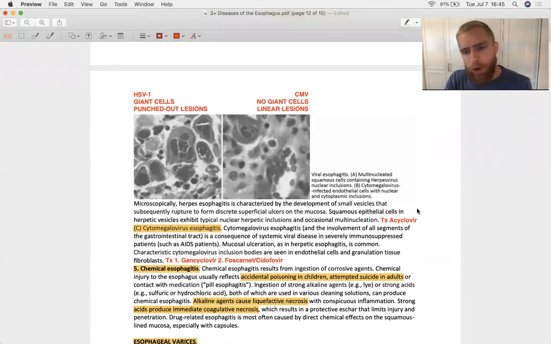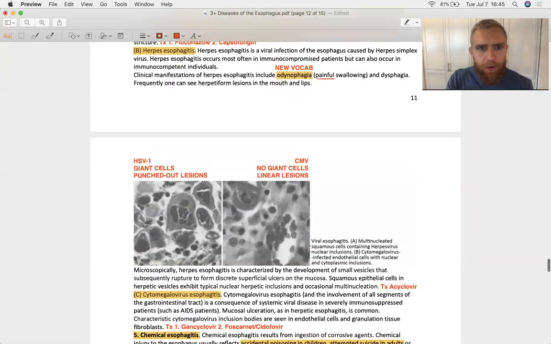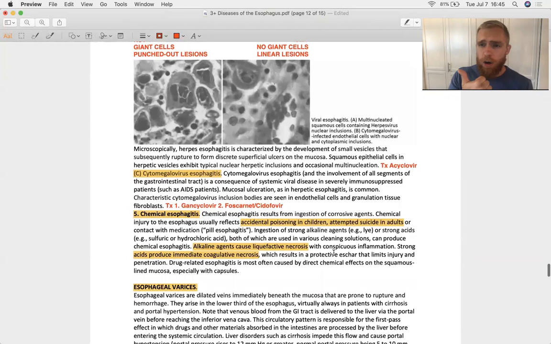So please remember herpes, we're going to treat it with acyclovir. CMV, we're going to treat it with ganciclovir, with a G. And if either of these boys are resistant to their initial treatment, we can go to foscarnet and cidofovir, which are going to be pyrophosphate analogs, which get up into the DNA polymerase of these different viruses, plug up the machinery, and stop it from reproducing itself.